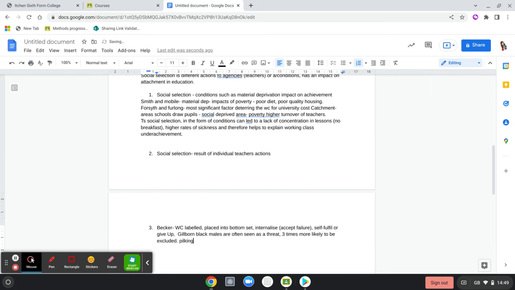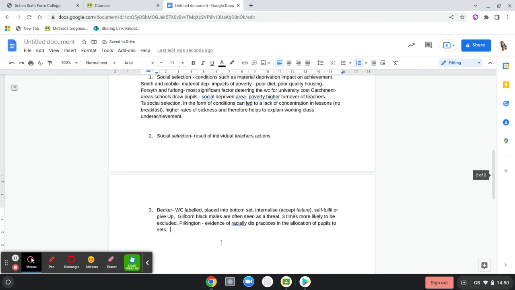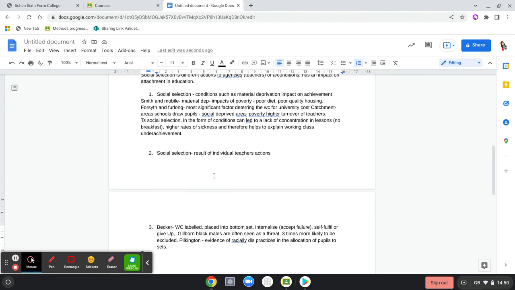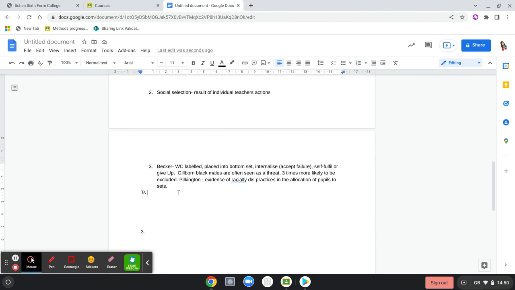And Pilkington. Let's put Pilkington with Gilbourne, and just found that there was evidence of racially discriminatory practices in the allocation of pupils to sets. So got Becker with 2 theories from the ethnicity grid. Otherwise I feel like if I do all of labelling, so do Ray and Hargreaves, it's 2 blue paragraphs, when actually this question's very, very broad. Also, I really remember Gilbourne and Pilkington.